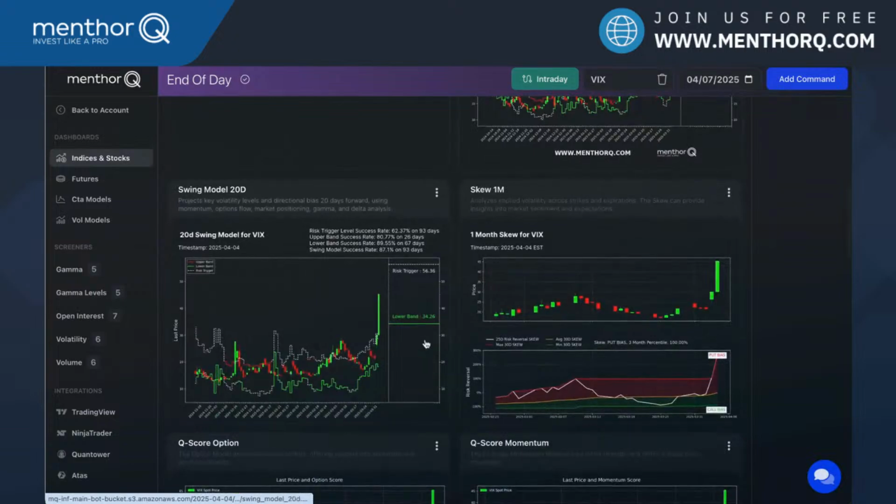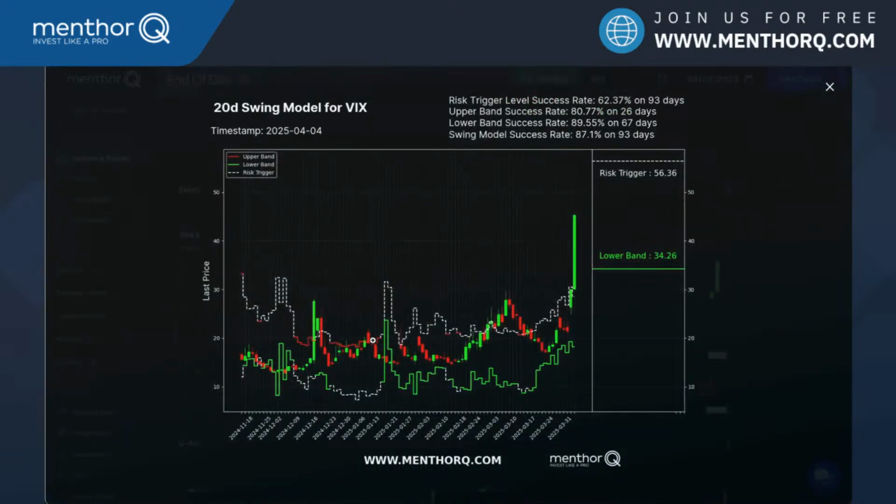The model becomes more relevant when we look at the 20 days. The 20 days is 1 month from now, and the model is forecasting the price of the VIX to be above 34.26, which is, again, still a very, very high number and very, very high volatility. In this case, the model was successful in 87.1% of the cases.